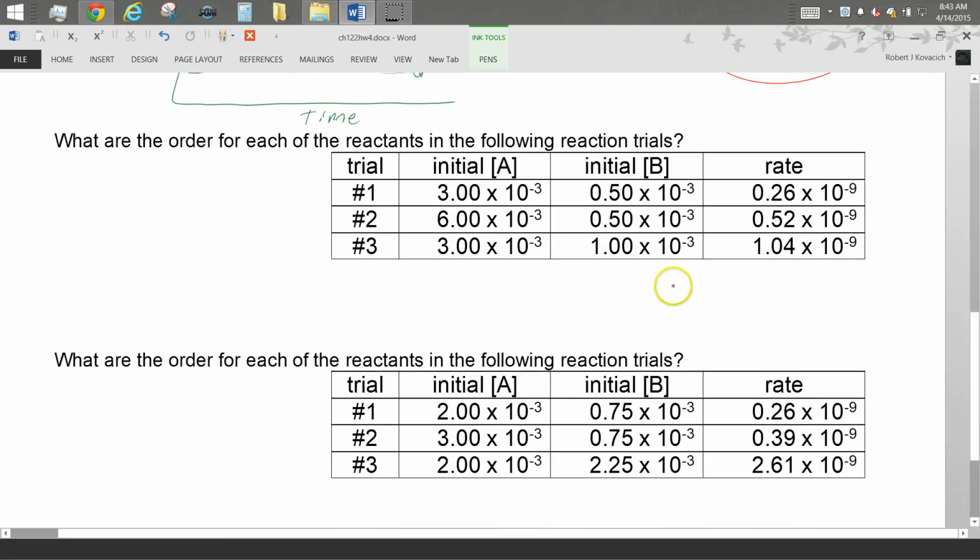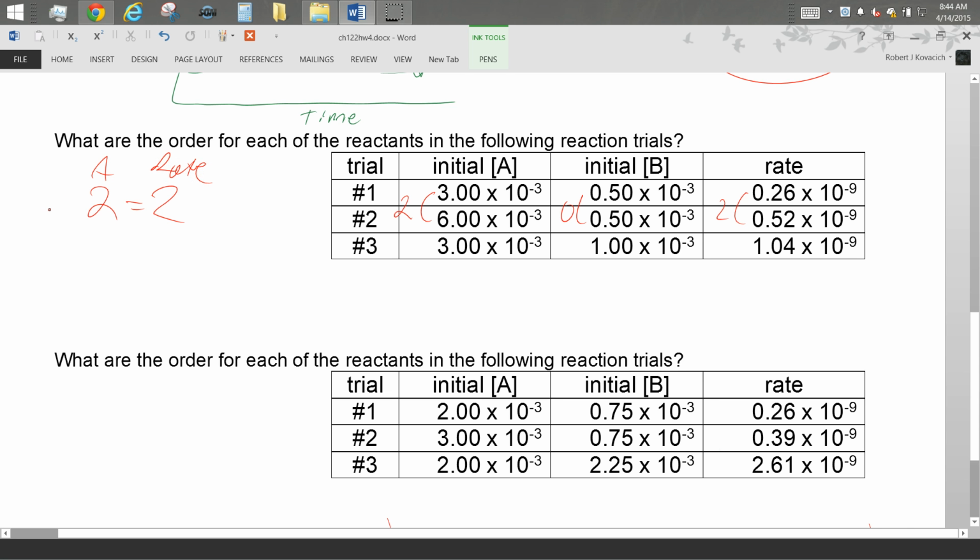All right, so we want to get the orders for this reaction. Which trials would you like to start with? Okay, so if I do 1 and 2, the concentration of A goes up by 2, and B doesn't change at all. So any changes in my rate are solely due to what? A. And how much does my rate go up? This goes up by a factor of 2. Okay, so for A, when I double A, I get a doubling of the rate.